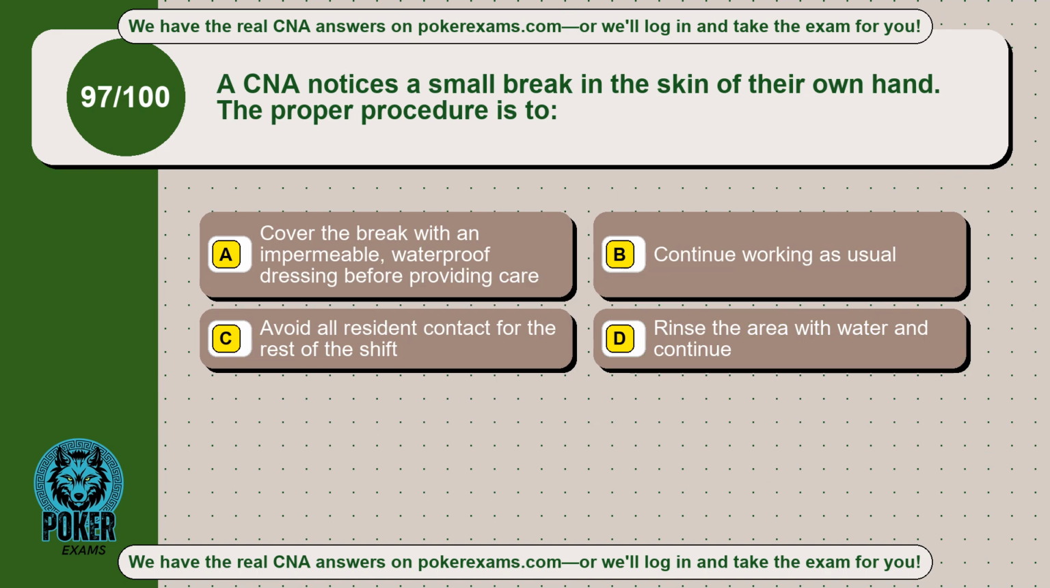Question 97. A CNA notices a small break in the skin of their own hand. The proper procedure is to: Option A. Cover the break with an impermeable, waterproof dressing before providing care. Option B. Continue working as usual. Option C. Avoid all resident contact for the rest of the shift. Option D. Rinse the area with water and continue.